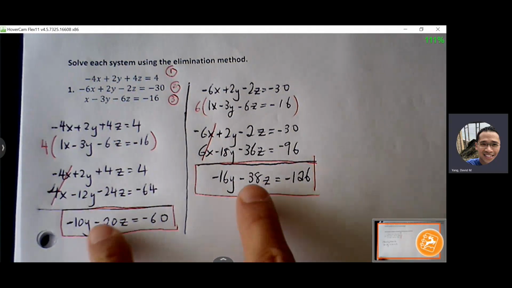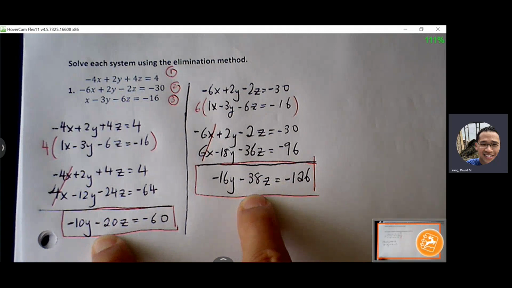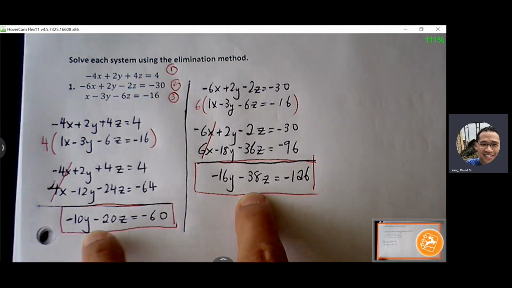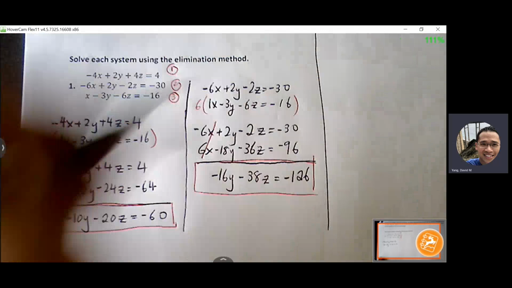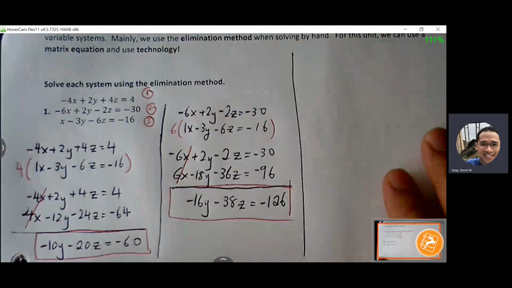So now we're down to a two variable system of equations. And now we're going to pair these up to see what we can do to get this down to just one variable. Okay, so we have. So I'm going to put these two on top of one another.